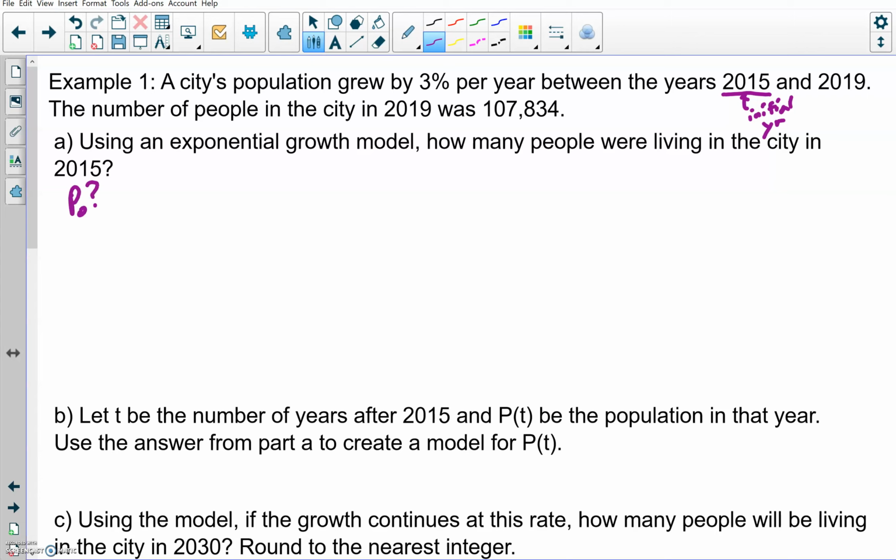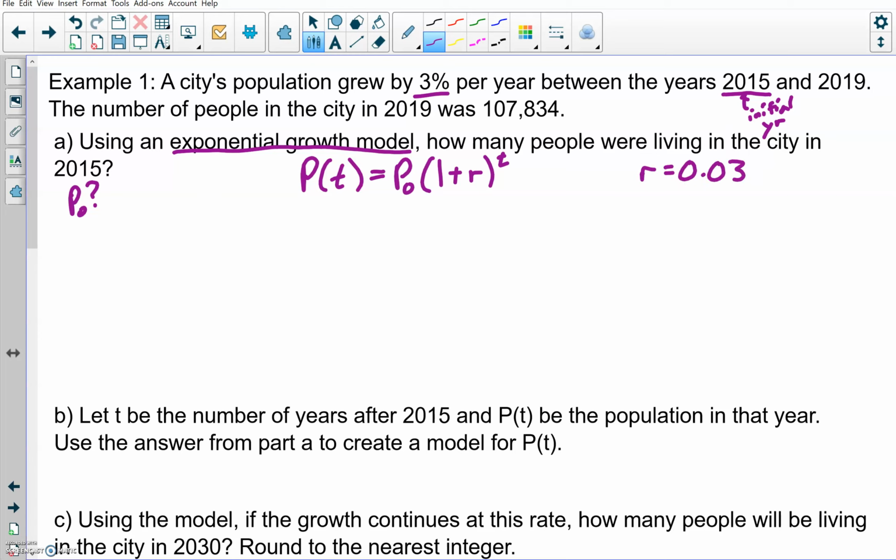So let's get some information. First thing I'm going to do is just write down the formula. I like to do that because when you write down a formula, in this case the exponential growth model, it helps organize your thoughts and lets you know what you need to pick out of the statement. We know we're looking for P0, so I'm not going to worry about that. The R, they gave me right here, 3%. So R is going to equal 0.03.